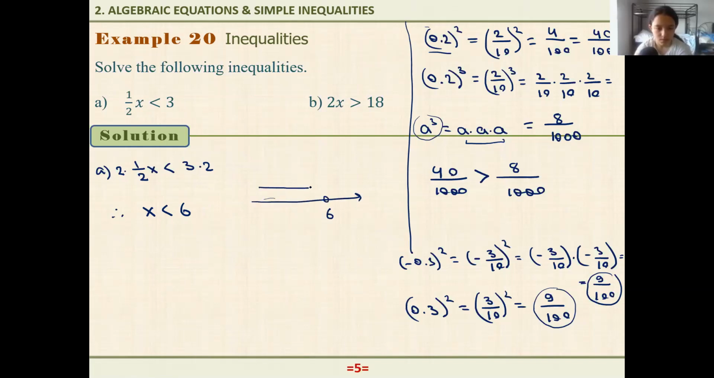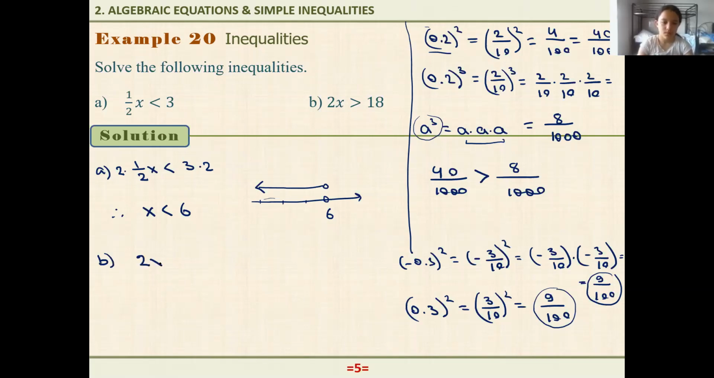We are talking about all the numbers here less than 6. If you pick, for example, 5 or 4, 0, -1, substitute here, evaluate this thing, it will be less than 3. It means this.